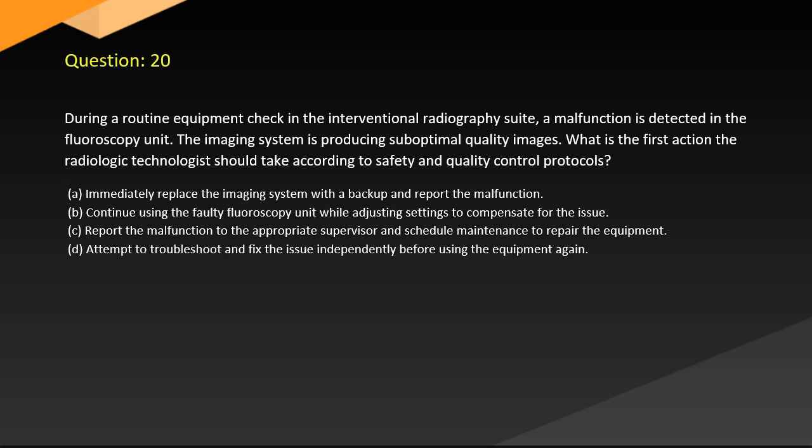A. Immediately replace the imaging system with a backup and report the malfunction. B. Continue using the faulty fluoroscopy unit while adjusting settings to compensate for the issue. C. Report the malfunction to the appropriate supervisor and schedule maintenance to repair the equipment. D. Attempt to troubleshoot and fix the issue independently before using the equipment again.